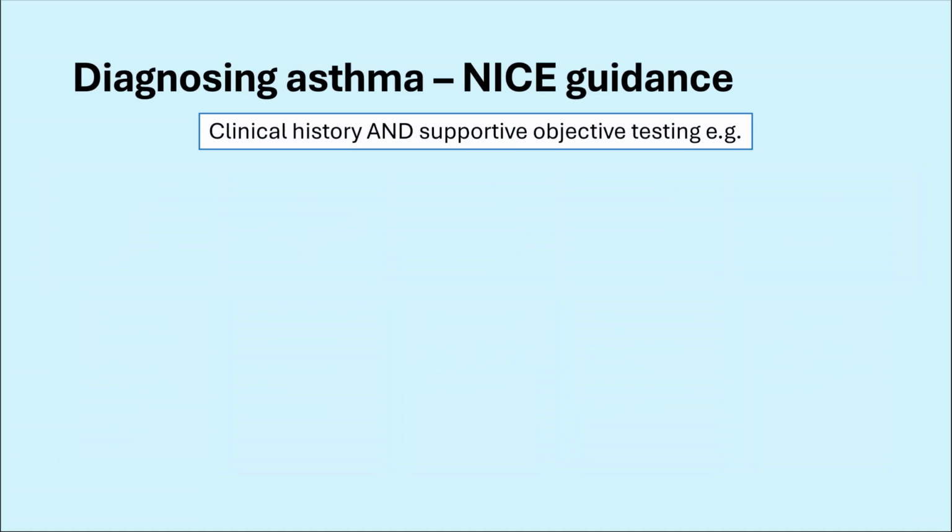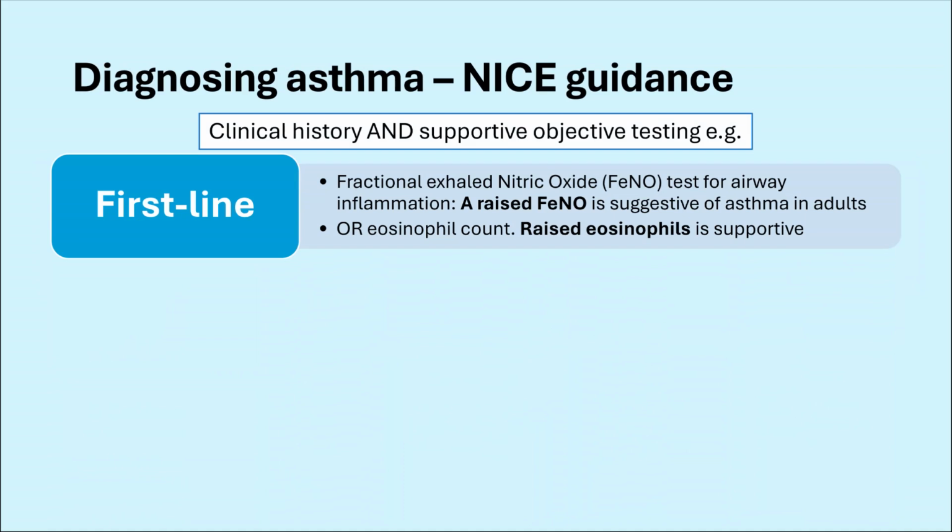So to diagnose asthma, NICE advises to do the following things. This is a bit of a boring thing, but you just got to memorize it, unfortunately. Firstly, the clinical history is important, but then we need to do some objective testing. The first line objective testing is the fractional exhaled nitric oxide. So raised nitric oxide would suggest there is chronic airway inflammation. Equally, if this can't be done, you could measure the serum eosinophil count, and if there is a raised eosinophil, then again it's suggestive.